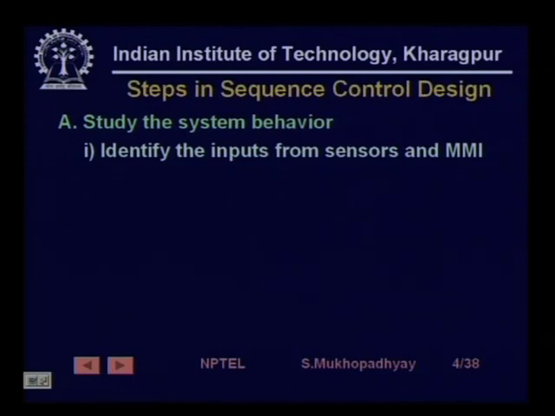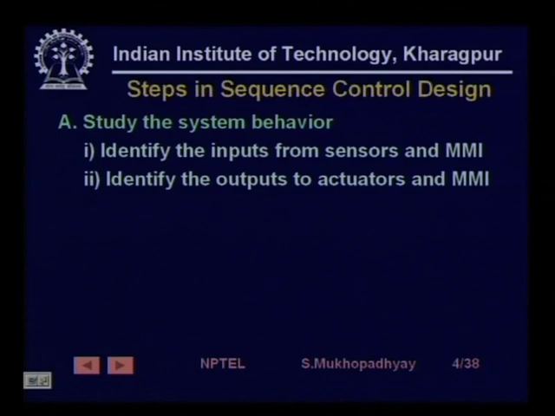So, this is a very important step, and one must first of all identify inputs to the system, that is the programmable controller program, what inputs it will take. Inputs can come either from sensors in the field, or from the operator interface, which I call the MMI, or the man machine interface. So, somebody presses a push button, that is an operator input. On the other hand, some limit switch is made, that is a sensor input.